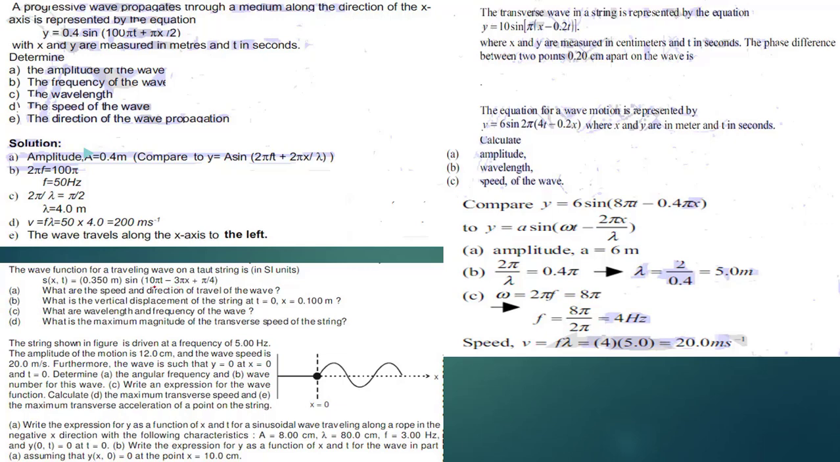But you can just see that this is wt, then all of this is the phase angle. So what is the speed and direction of the wave? We know that the direction of the wave, it is negative, meaning left, so it is going to the right. Negative to the left means it is going to the right, so we can tell them that it is going to the right.